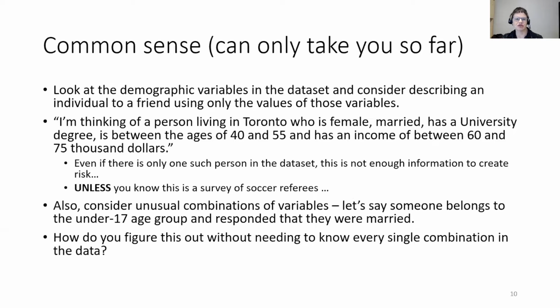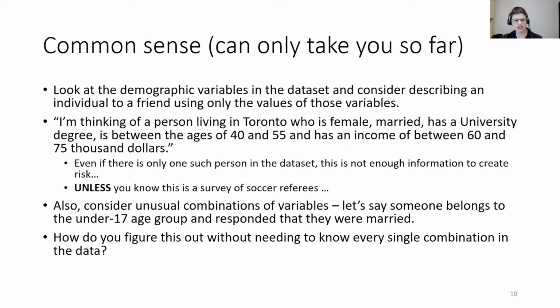Common sense can only take you so far, but it helps. Look at the demographic variables in the data set and consider describing an individual to a friend using only the values of those variables. I'm thinking of a person living in Toronto who is female, married, has a university degree, is between the ages of 40 and 55, and has an income between $60,000 and $75,000. In general, that person is going to be pretty safe, even if there is only one such person in the data set. Unless you know this is a survey of soccer referees, then it might be riskier.